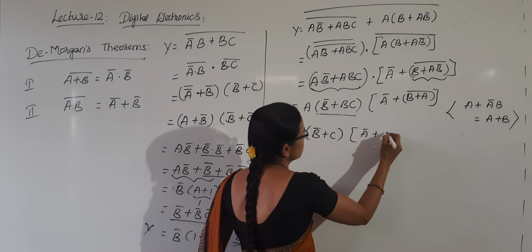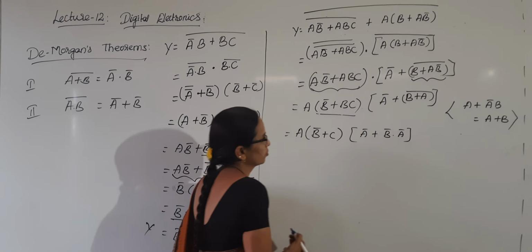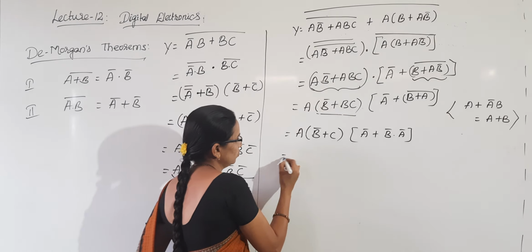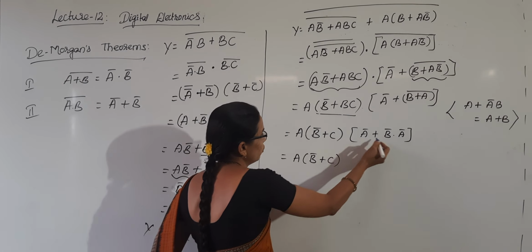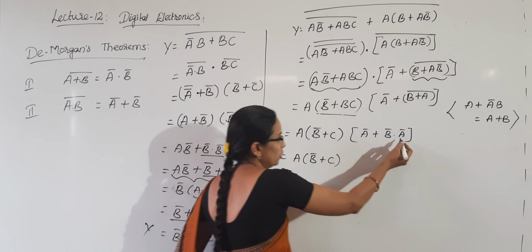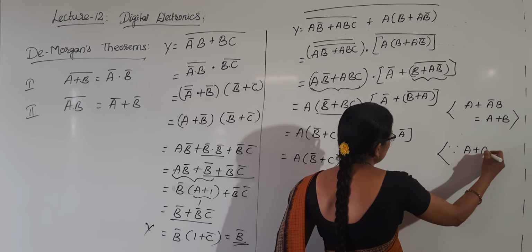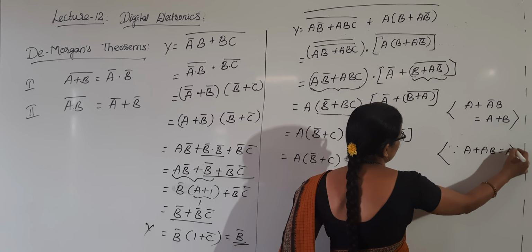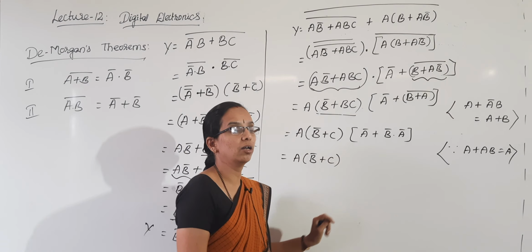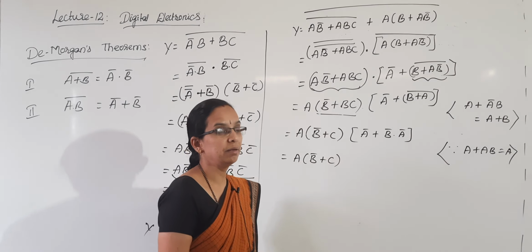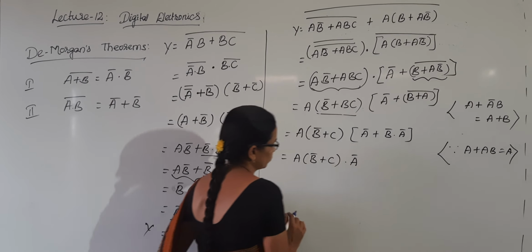Ā plus B̄, Ā, A plus B̄. See, here you can take Ā common, or you can also write A plus AB is equal to A. You can remember that, or else you can just take Ā common here, 1 plus B̄, that will be 1. So it will be Ā.